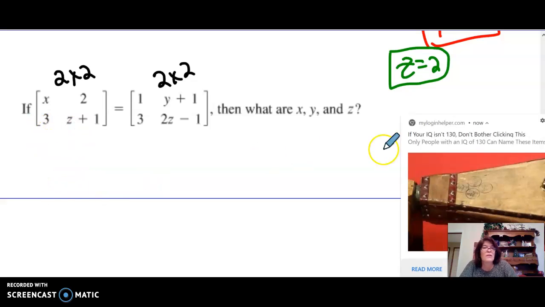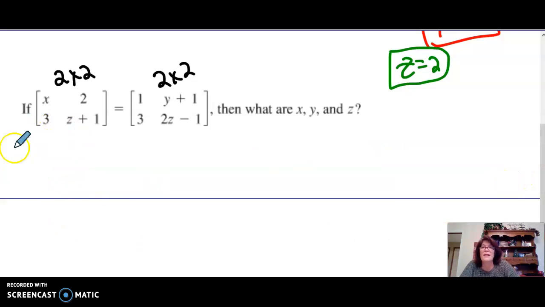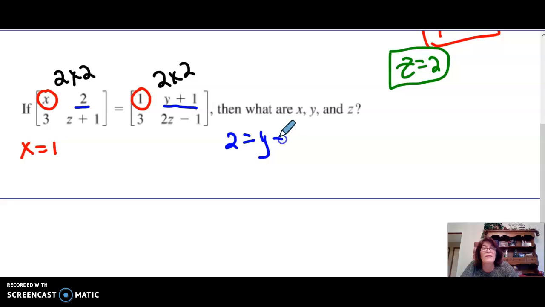All right, hopefully you paused me, and let's see if you got the right answer. Obviously, X is going to equal 1. I hope you got that, and I'll circle it for you. The next one, let's go to the next column. 2 has to equal y plus 1. So again, I have a little algebra to do to get that Y equals 1. Okay, great. Done with that.